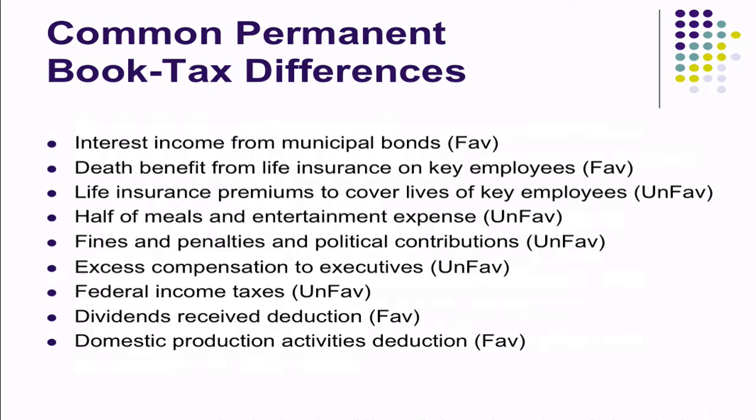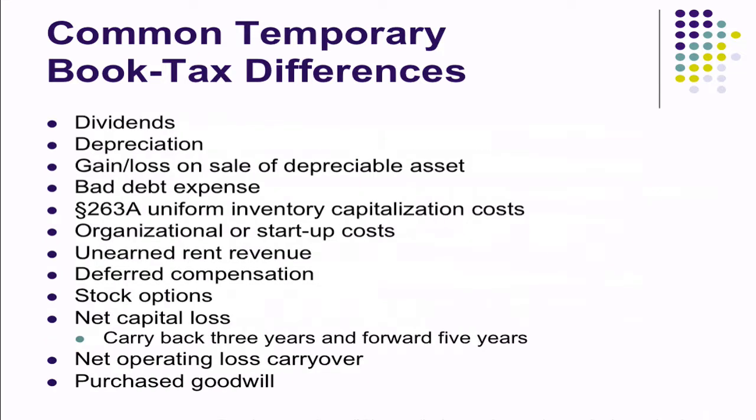And you can go down this list. Federal income taxes, for example, there's another one. Federal income taxes are deducted for book purposes, obviously not deducted for tax purposes. So again, it's an unfavorable adjustment. Okay, so this domestic production activities deduction, that 9% is a tax adjustment, not a book adjustment. So again, those are examples of permanent book tax differences, things that won't reverse, things that won't change further down the road. Temporary differences, dividends.